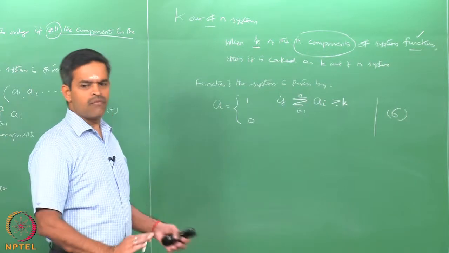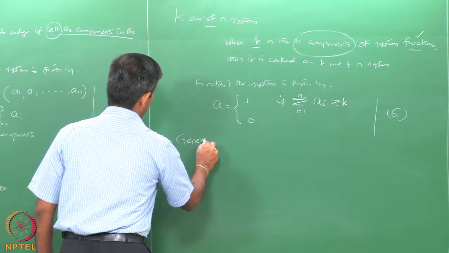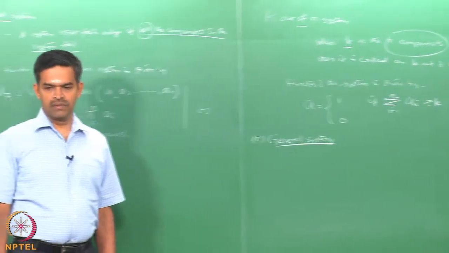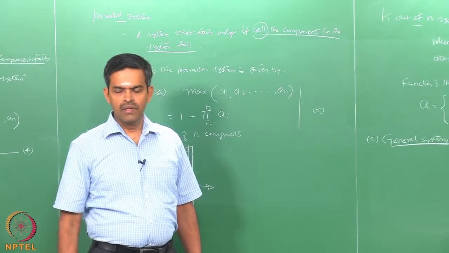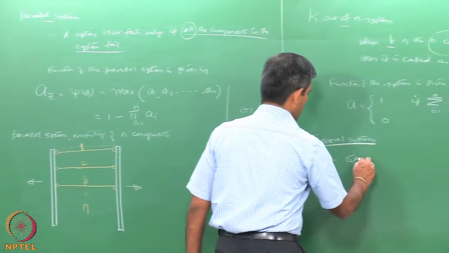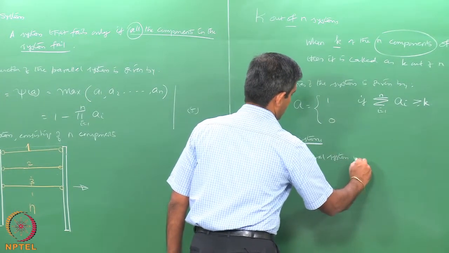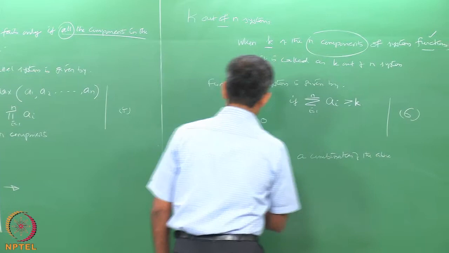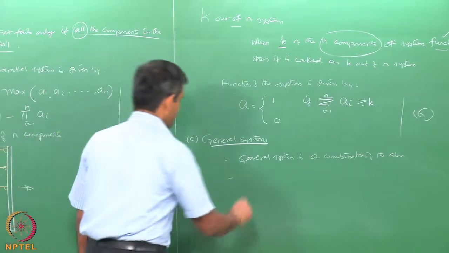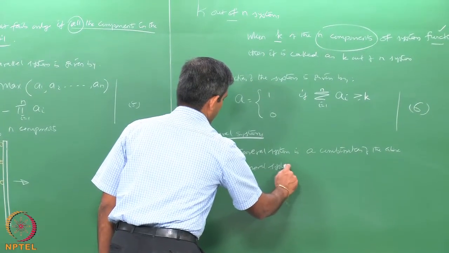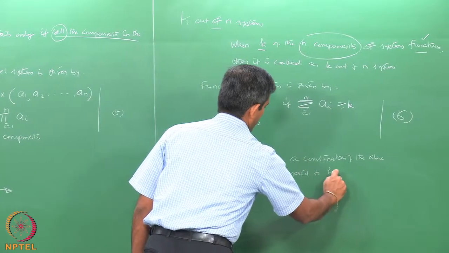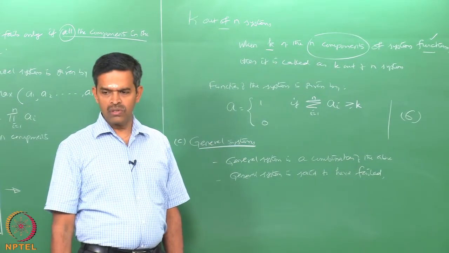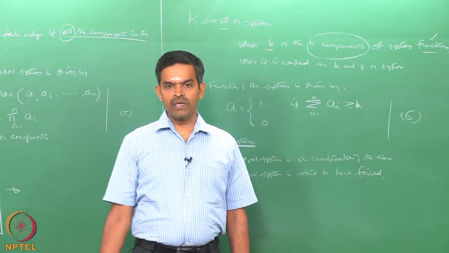So, let us talk about the generic form of the systems. General systems are essentially a combination of the above. Therefore, a general system is a combination of the above. A general system is said to have failed if a force or a deformation can be transmitted from one end of the system to the other.